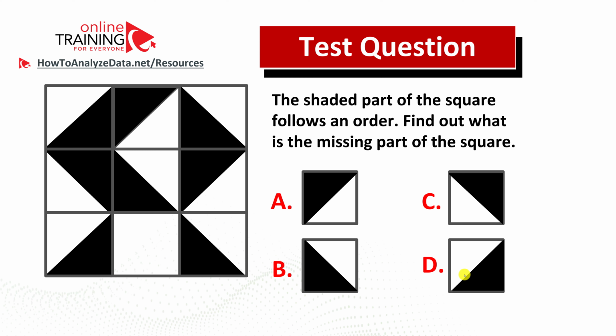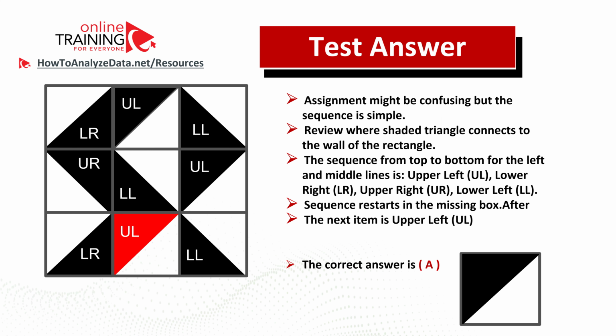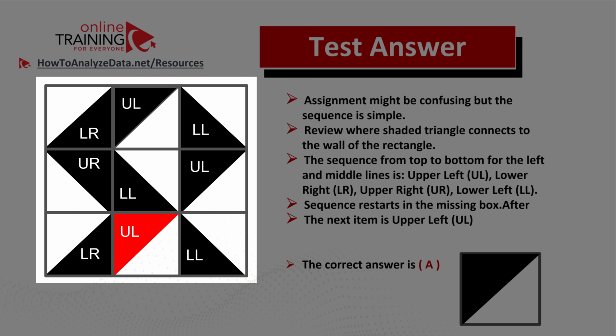Do you think you know the answer? Let's continue to see how we can solve this challenge together and get to the correct solution. As usual, to solve these types of questions, you need to look at the sequence. And the sequence is determined by where the inside dark triangle connects to the inside walls of the square.